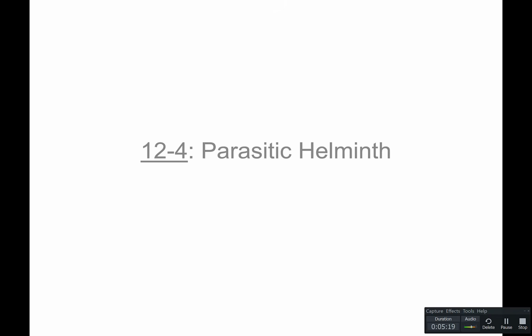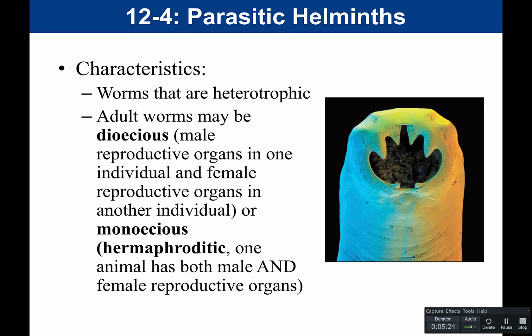So next we have our parasitic helminths. When you're studying your parasitic helminths, you want to understand the general characteristics of helminths, which are that helminths are going to be worms. And these worms, because they're animals, are heterotrophic.